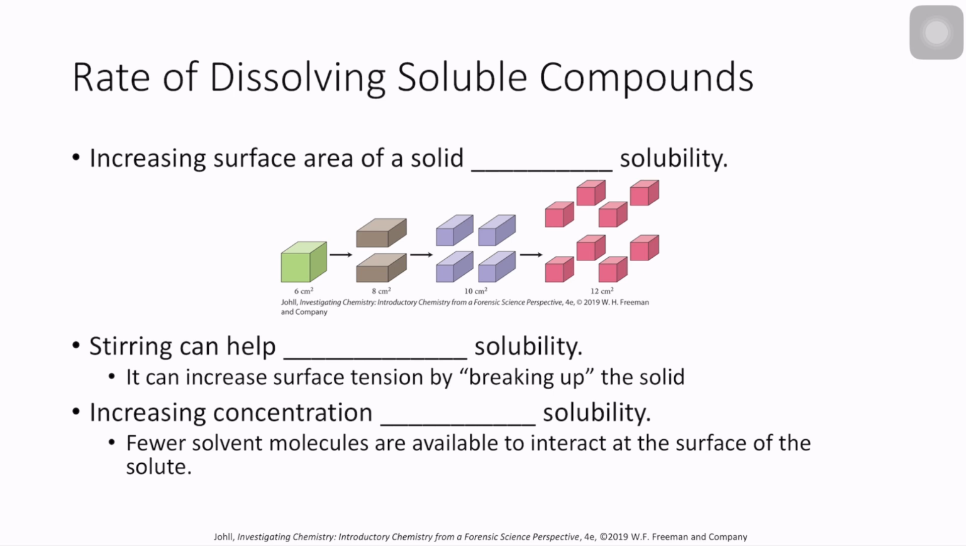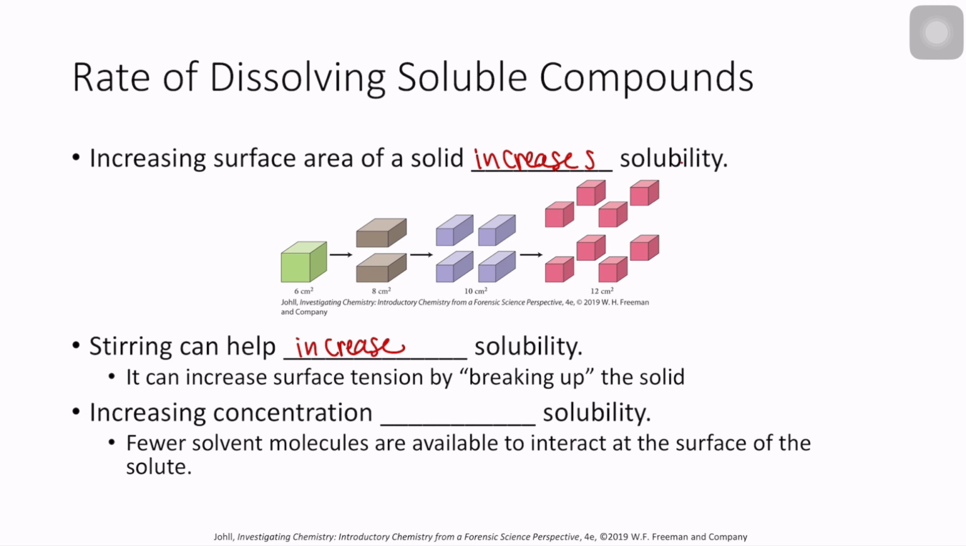If you increase the surface area of a solid, it is also going to increase solubility. If you made that more exposed, where the water molecules or the solvent molecules can completely surround it, it's going to increase that solubility. Stirring can also help increase solubility. Sometimes when you stir, you're actually increasing that surface area because you're breaking the different clumps of solid up.